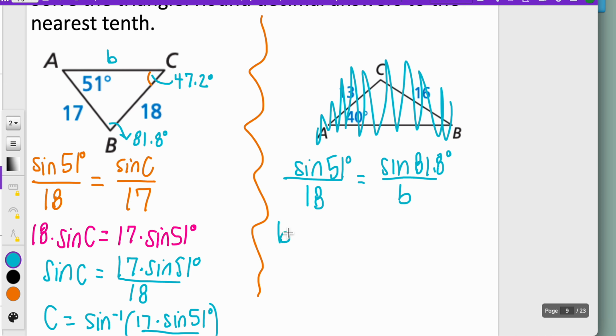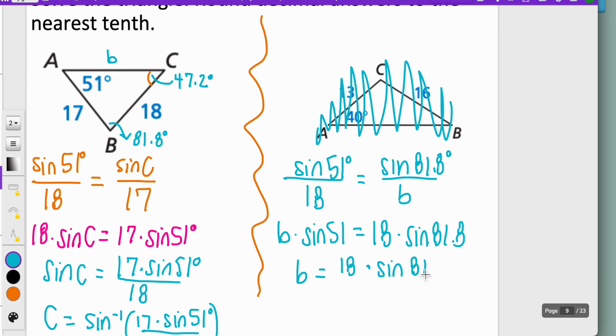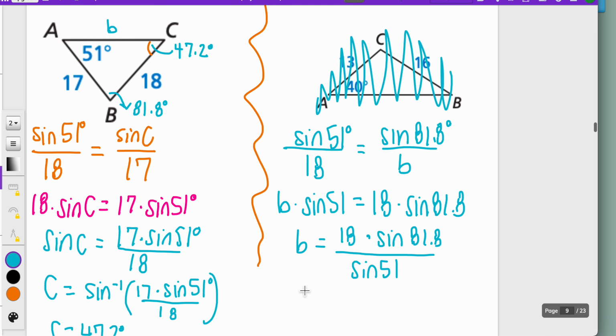Okay? Cross multiplying again. B times the sine of 51 is equal to 18 times the sine of 81.8. To solve for B, I'm just going to divide by sine of 51, so 18 times the sine of 81.8 divided by the sine of 51 will give me the letter B, and that'll be rounded once we calculate it to 22.9. So if you didn't get a chance to calculate this, make sure you're able to do that.